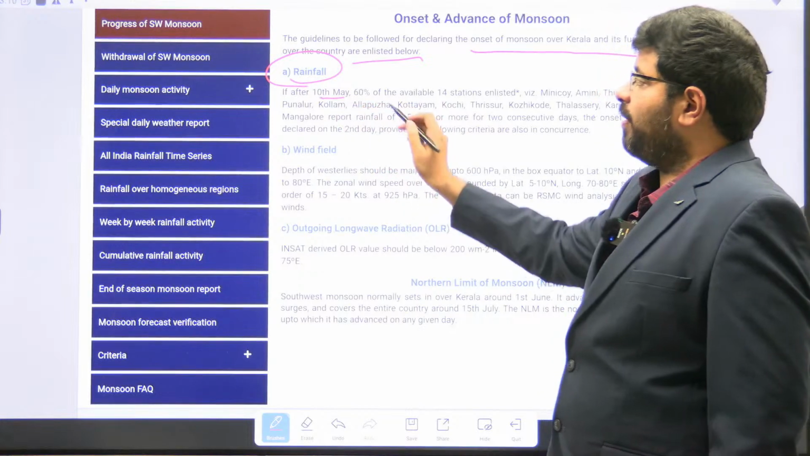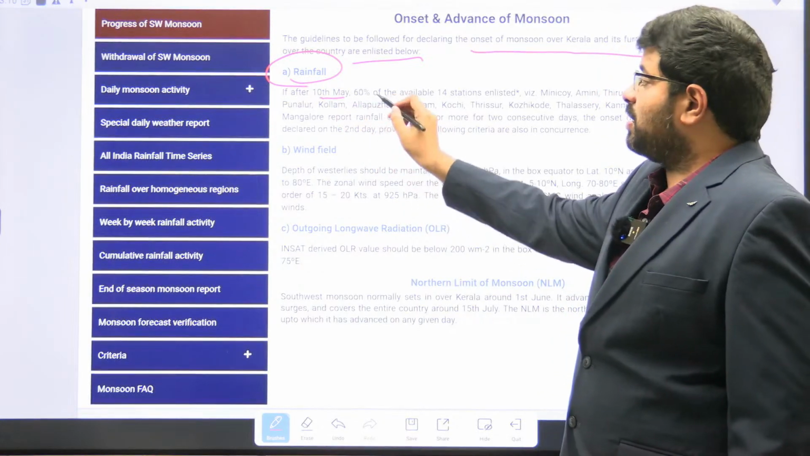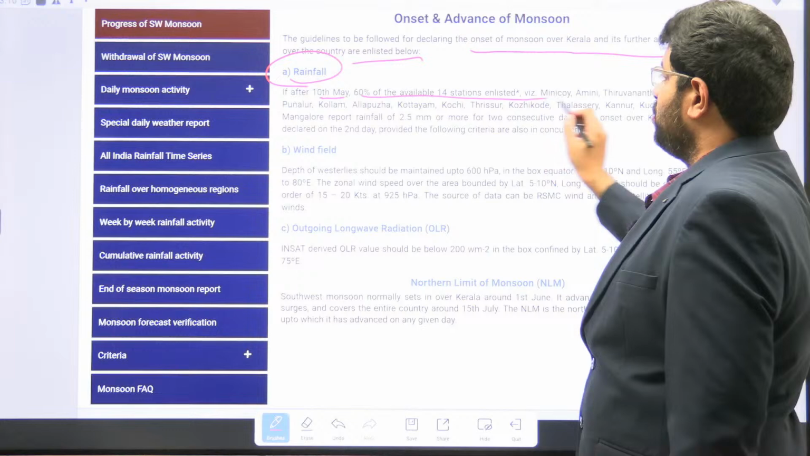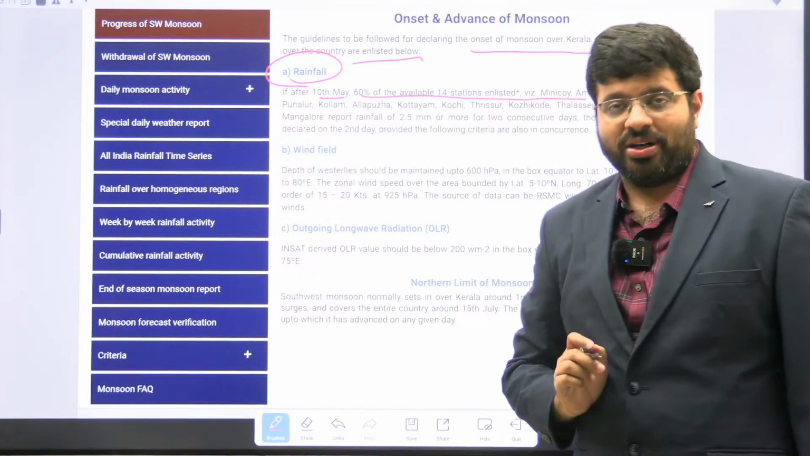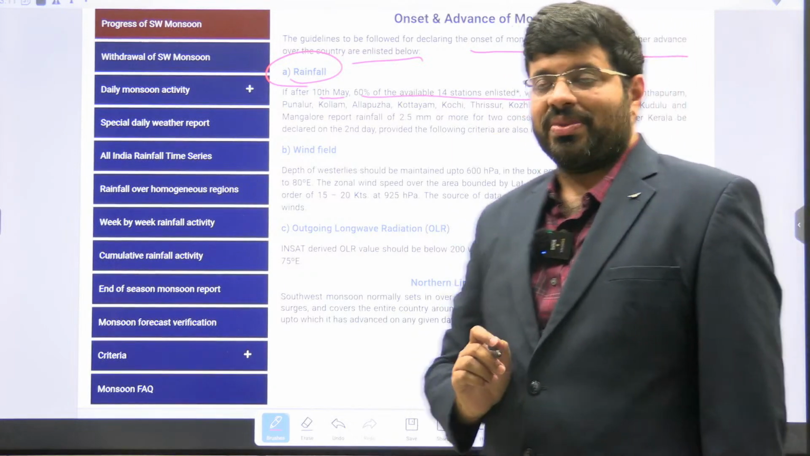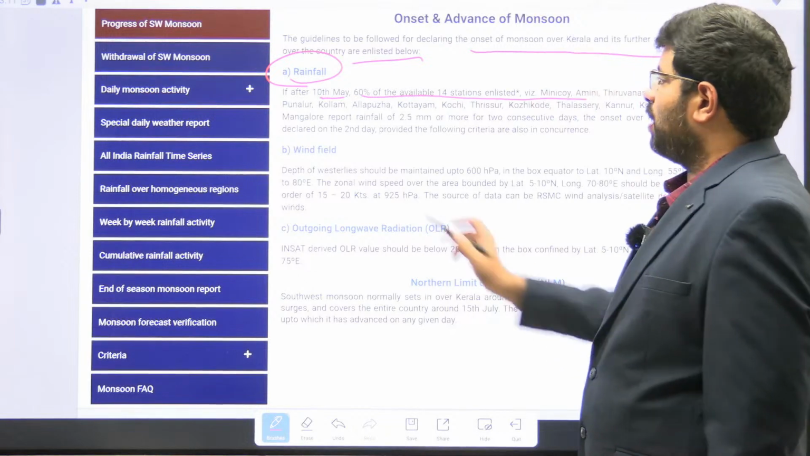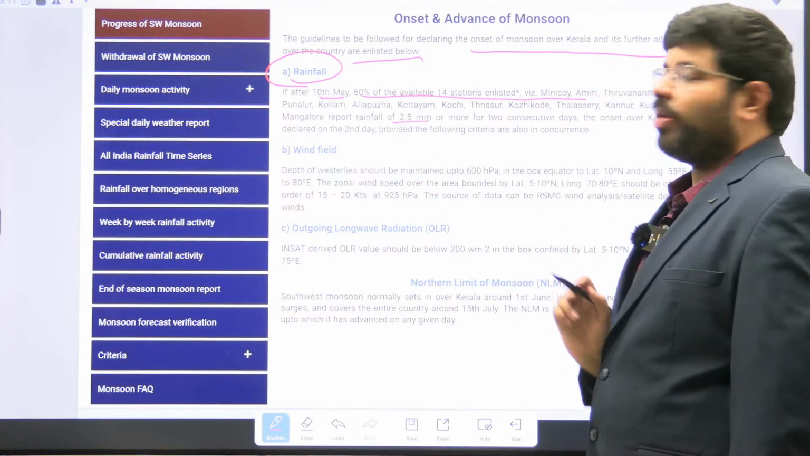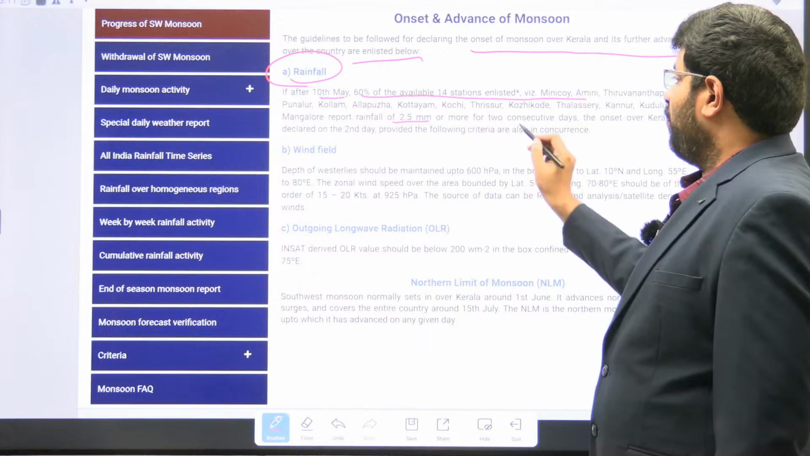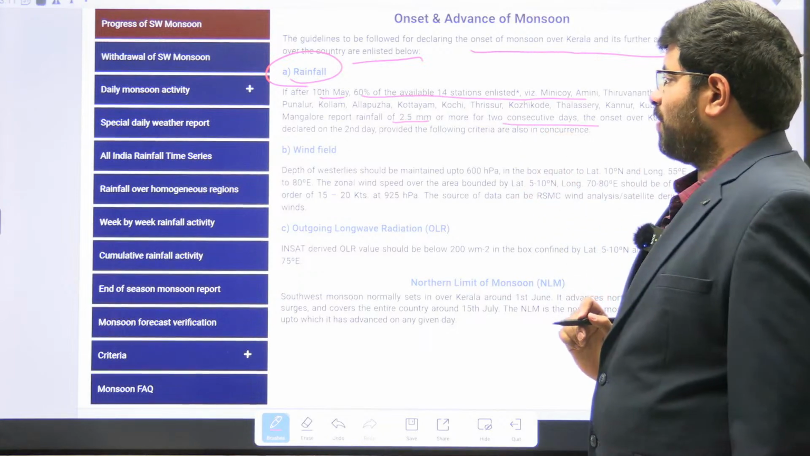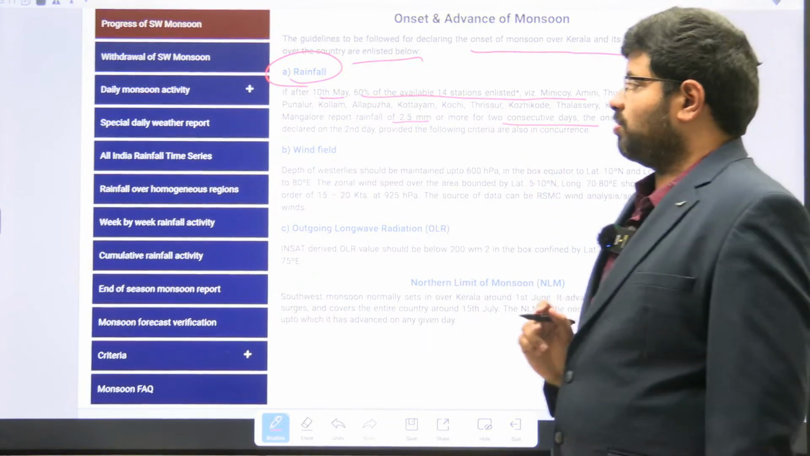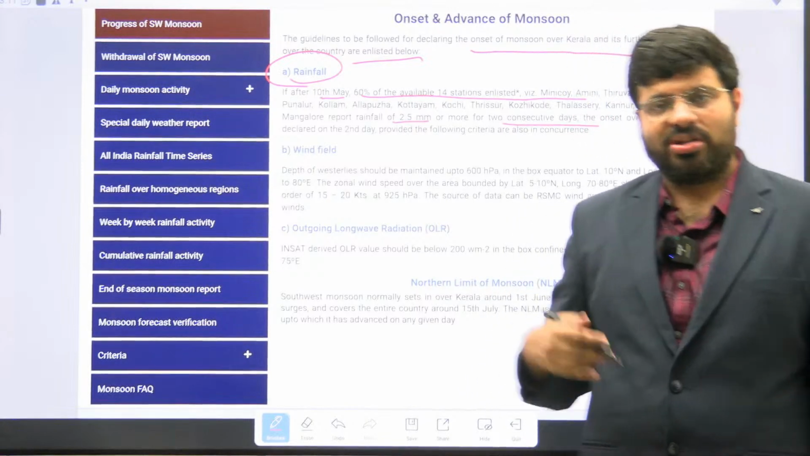After 10th May, at least 60% of the available meteorological stations should report rainfall consistently of a minimum amount of 2.5 millimeters for 2 consecutive days, and then you will declare that as a monsoon. That can happen only based on the amount of rainfall.